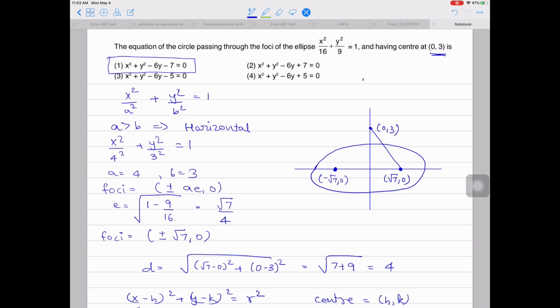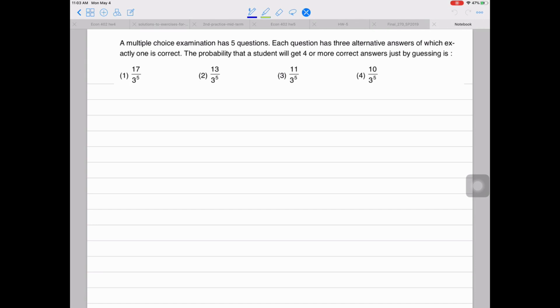Let's move on to the next question. A multiple choice examination has 5 questions. Each question has 3 alternative answers, of which exactly one is correct. The probability that a student will get 4 or more correct answers just by guessing is.